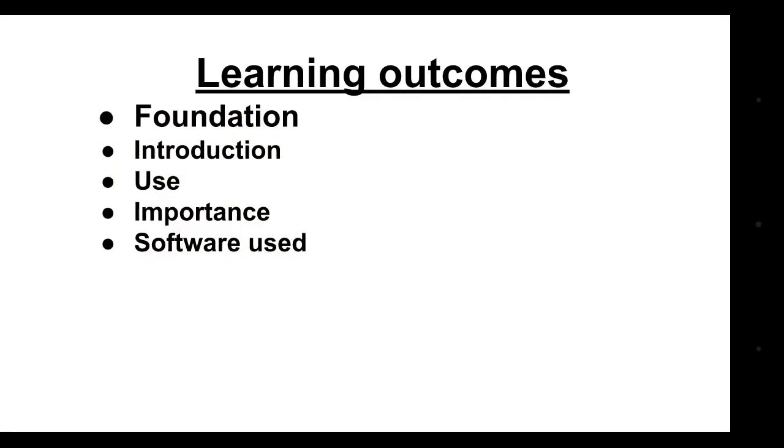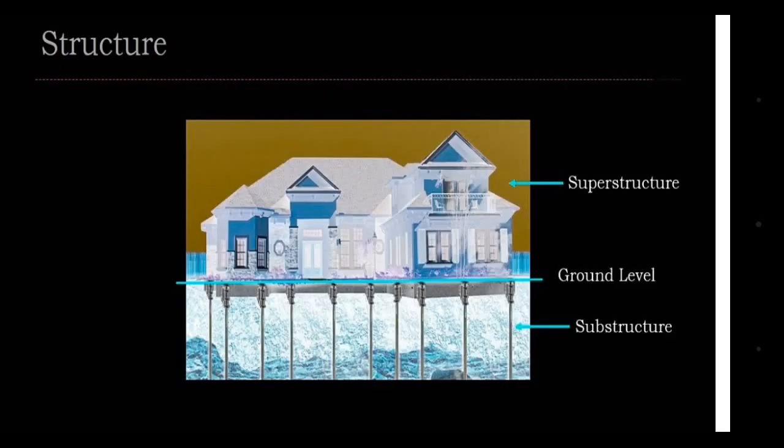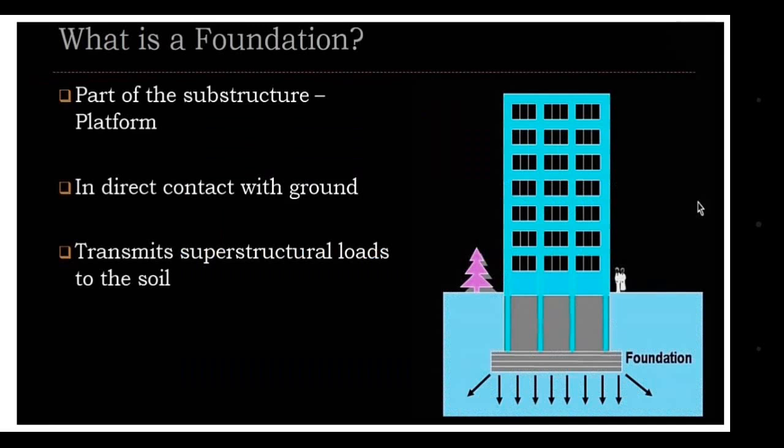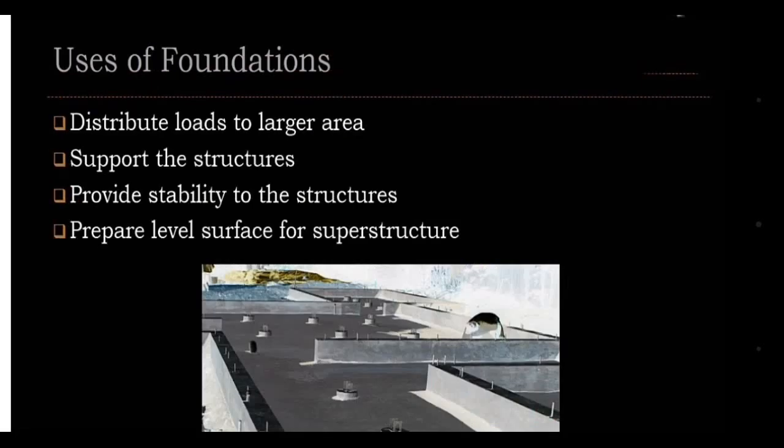The learning outcomes for foundation are introduction, uses, importance and software used for designing foundation. First, we talk about structure. Structure is divided into two parts, superstructure and substructure. Above the ground level, the structure is known as superstructure, and below the ground level, the structure is known as substructure. Now, the question arises: what is foundation? The foundation is the part of substructure in direct contact with ground and it transmits the superstructure load to the soil.